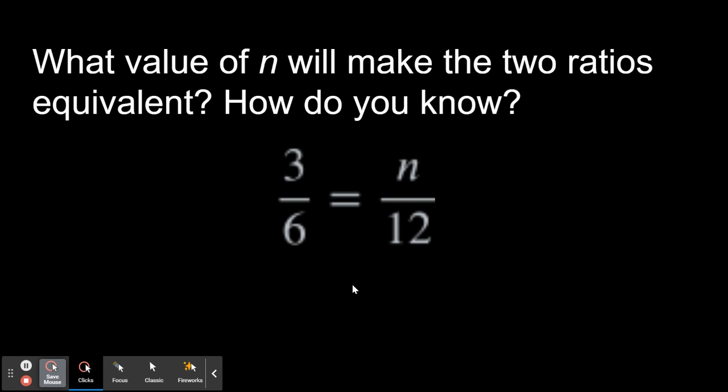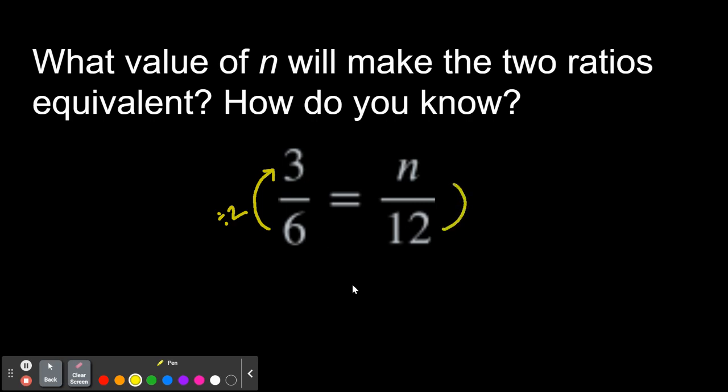Now, a lot of students, and of course we can't have a discussion about this because I am not there with you, but discussions I've had in the past is students notice that, well, if we take 6 and divide it by 2, that gives me 3. So I know that 12 divided by 2 will make n equal to 6. Students notice that 3 is half of 6, so n must be half of 12.